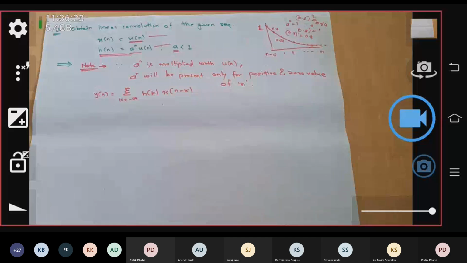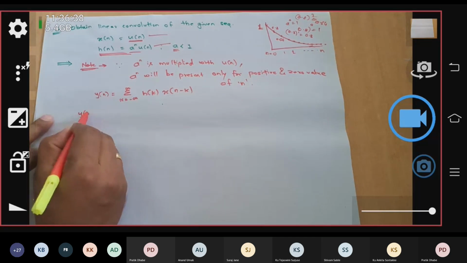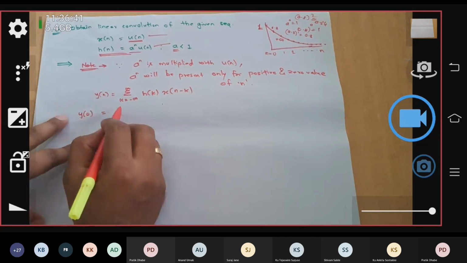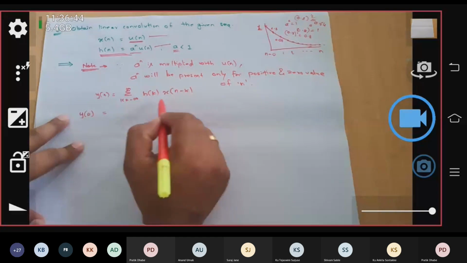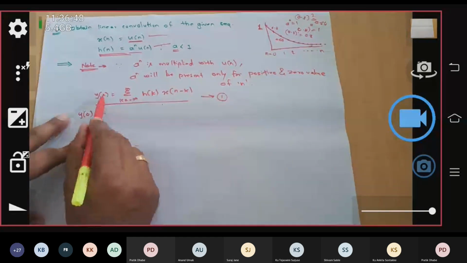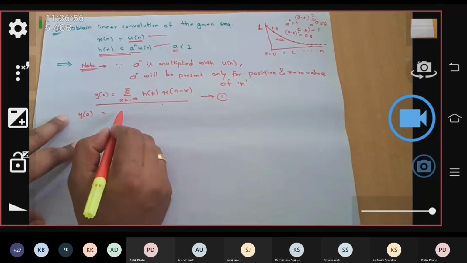Okay, so we have used the commutative property of convolution, and we have kept h of k as it is, and we have delayed x of n. Right. So what will be y of 0? Y of 0 will be, substituting n equals to 0 in this particular equation. Let this be equation number 1. So substituting n equals to 0 in this equation, you will get y of 0, and this will be equal to what?